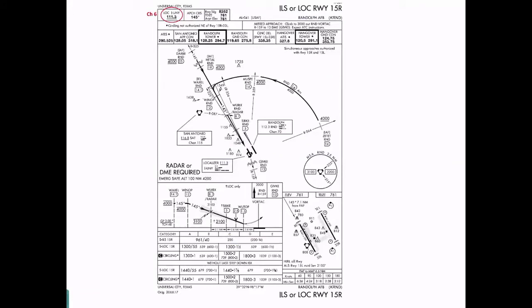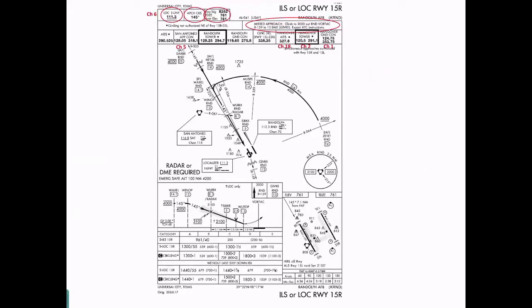Localizer is channel 6, 111.3. Final approach course is 145. Runway is 8,352 feet long. Touchdown zone elevation is 761, which is the same as airport elevation. My published missed approach is climbing to 3,000 feet out the Randolph VORTAC 159 radial to 13 DME, Geeky, and expect ATC instructions.